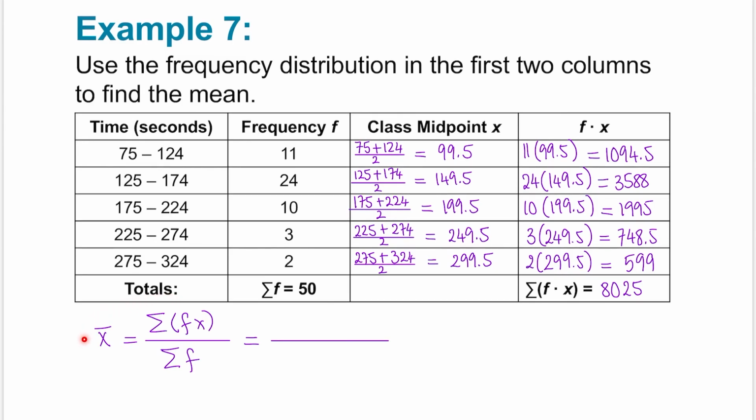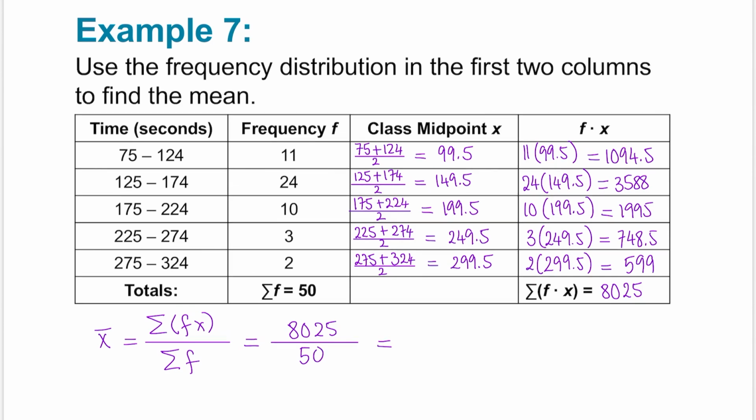And then I'm going to put those numbers into the formula. So the top one is the sum of f times x, which is 8,025. And the denominator is just the sum of f, which is 50. 8,025 divided by 50, I get 160.5 seconds.